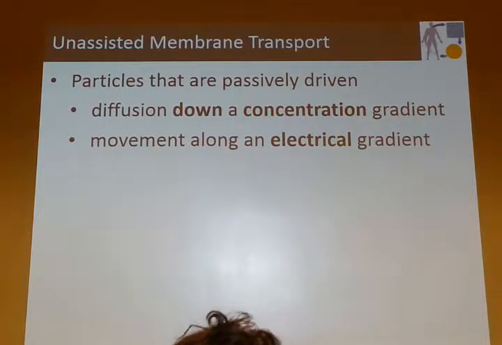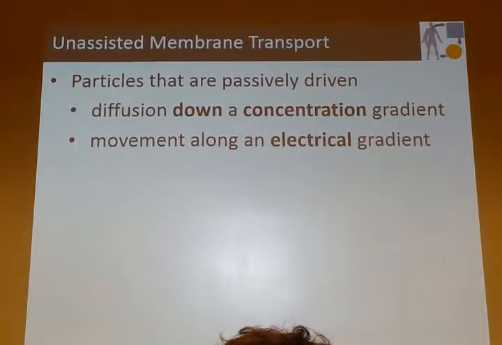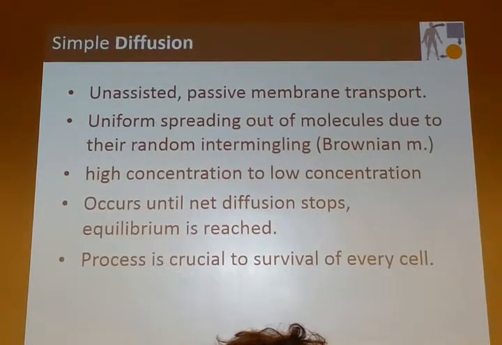So other ions come into play. You've got chloride. Chloride has a chemical gradient to go in, but it's running into all those negative charges inside, so it's going to want to go out as well. It's going to be pushed out by its electrical gradient. So simple diffusion is unassisted. Simple means nothing else is involved but a concentration gradient.